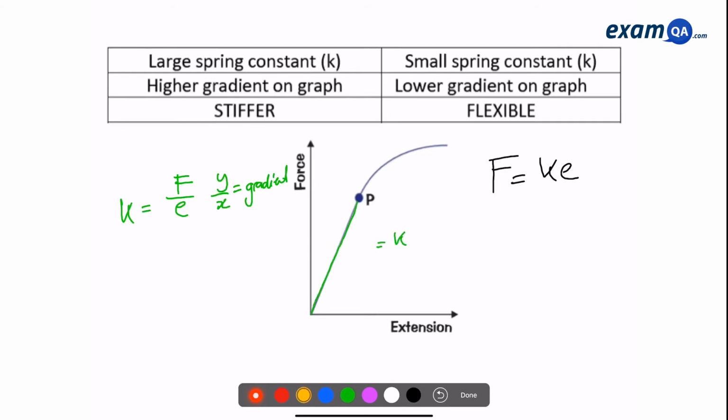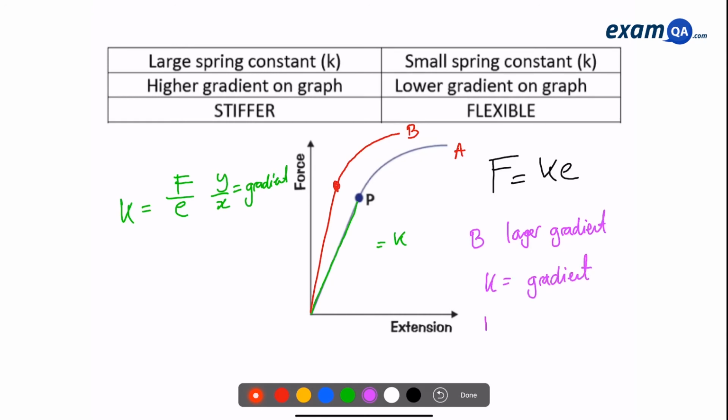Now, if you have two springs, let's say they ask you to compare. So that's one spring and here's another one. We'll call this one spring A and we'll call this spring B. And they ask you to compare which of these two springs is stiffer. Well, we can see that spring B has a larger gradient. And remember, we said that K is equal to the gradient. So spring B has a larger value of K, and therefore if K is larger, it will be a stiffer spring.